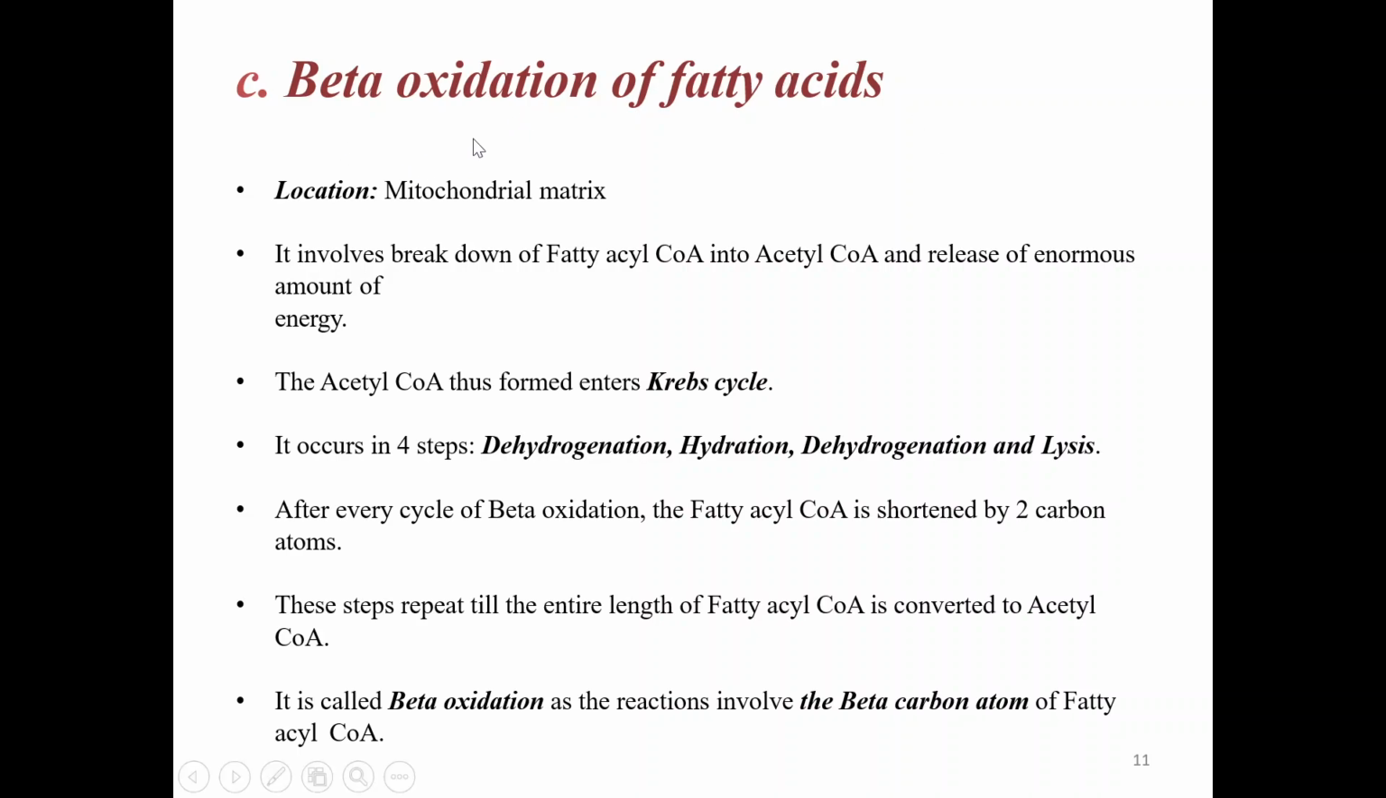Now the process of beta oxidation starts. So let me tell you briefly. This beta oxidation pathway was illustrated by F. Knoop, a German biochemist, and this takes place in 4 steps.